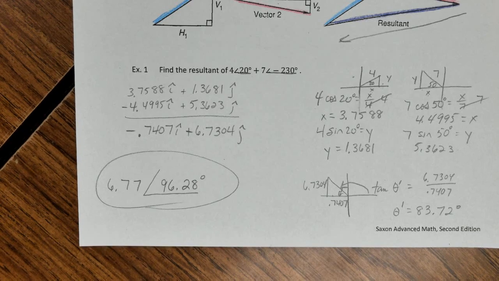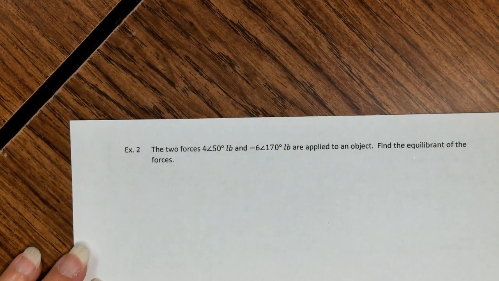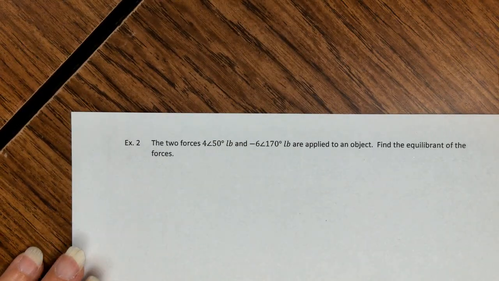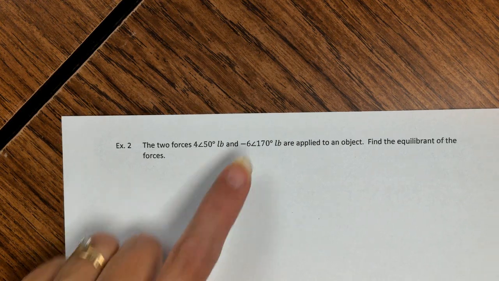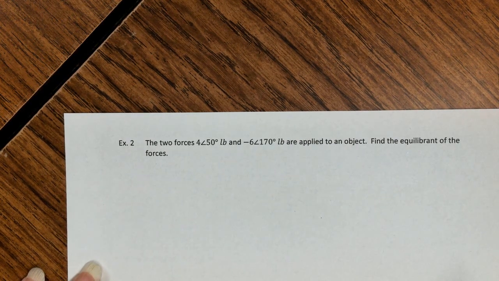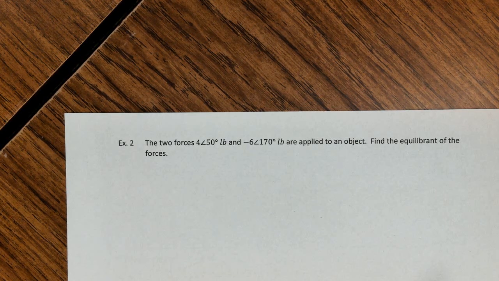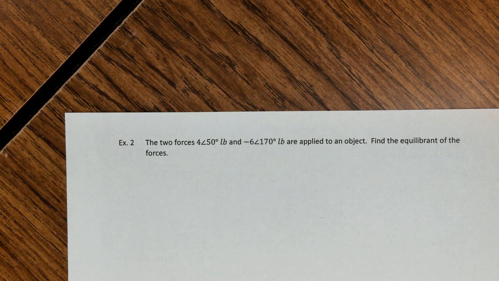We'll do more. Okay, so over here we have example 2. 2 forces, here they are being applied to an object. Find the equilibrant. So make sure you're reading these carefully. This is one where we have to find what's pushing back to make it not go anywhere. So first we find the resultant, and then we do the opposite of that.